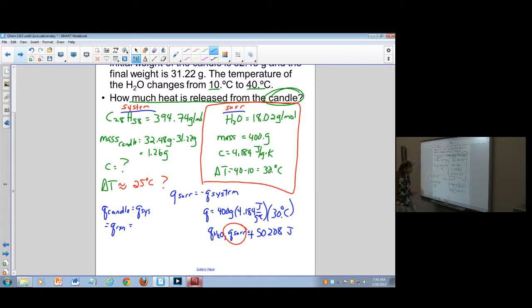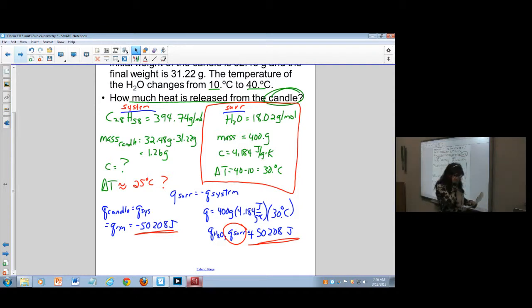Okay, all of that's going to be equal to negative 50,208 joules, just the opposite of the surroundings. So this is our system, has the same value as the surroundings, but the opposite sign. So that is how much heat is released from the candle. Okay, that's Q.